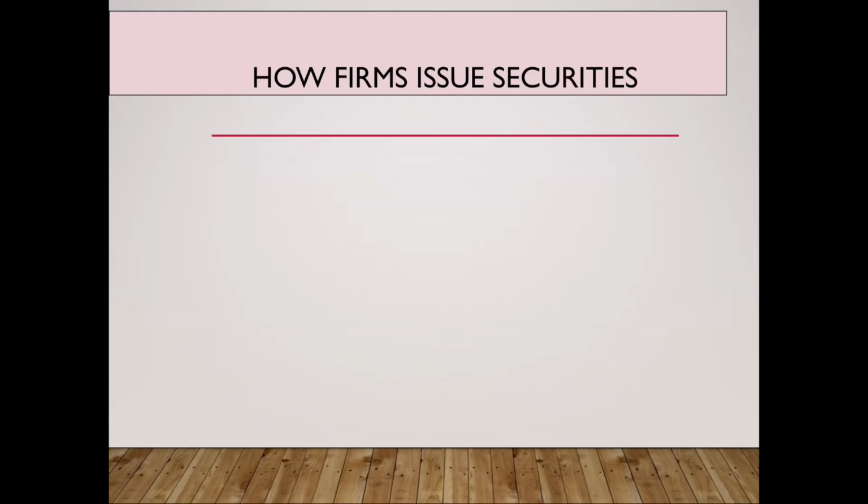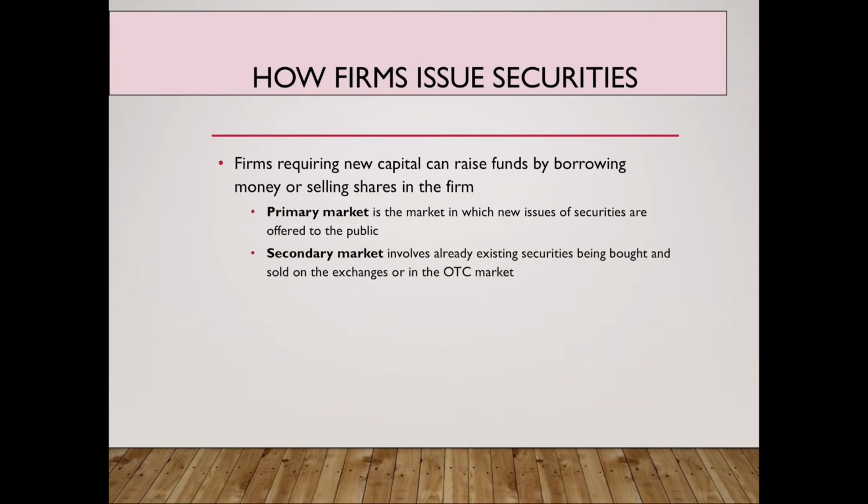So the first thing that we will discuss is how firms issue securities. Firms issuing new capital can raise these funds by borrowing money, so in the form of debt, or selling shares, so equity in the firm. And these are done in two different types of market transactions. The first is a primary market transaction.